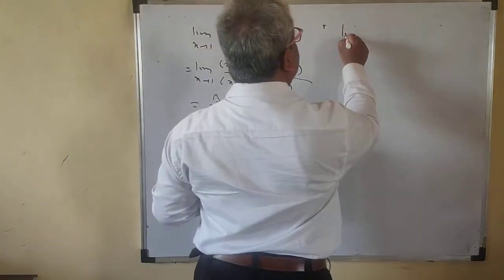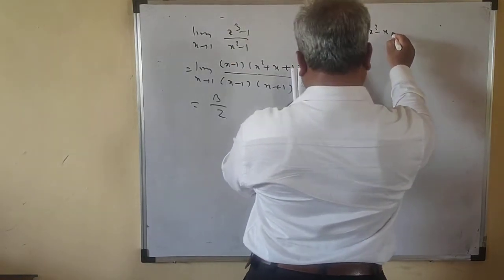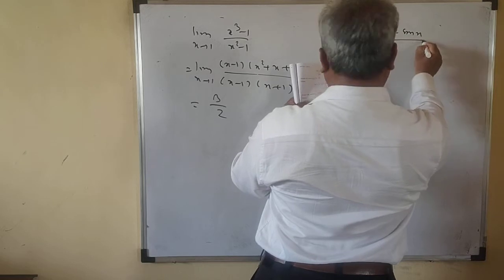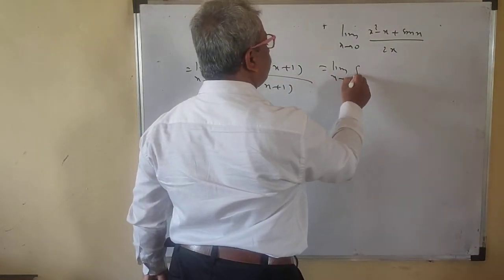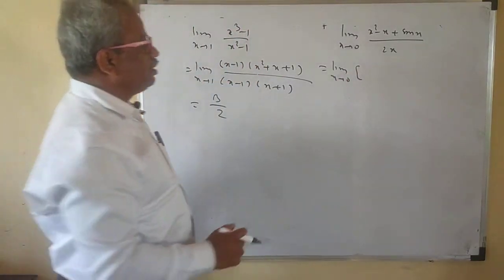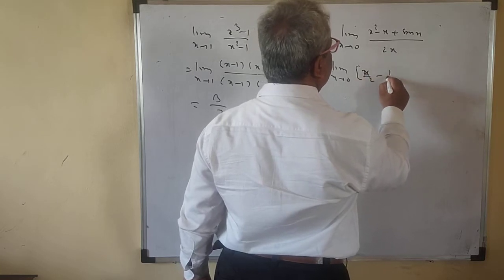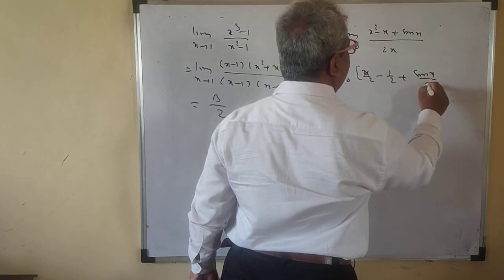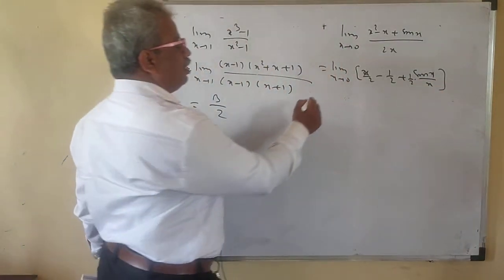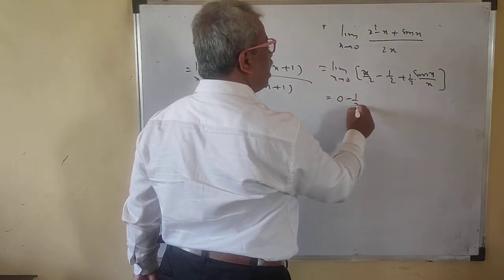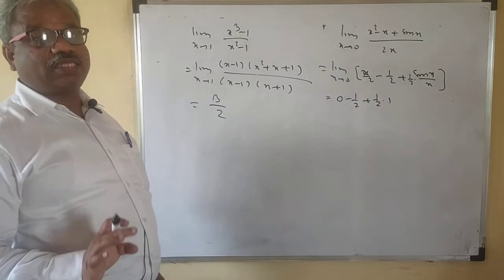Suppose you have this limit, x tends to 0, (x² − x + sin x) upon 2x. Your denominator is single now, so you can divide by this x. Then this will be x/2 − 1/2 + (sin x)/(2x), where 1/2 will be written here with sin x upon x. So what is this? This will be 0 − 1/2 + 1/2 into 1, because limit x tends to 0, sin x upon x is 1.